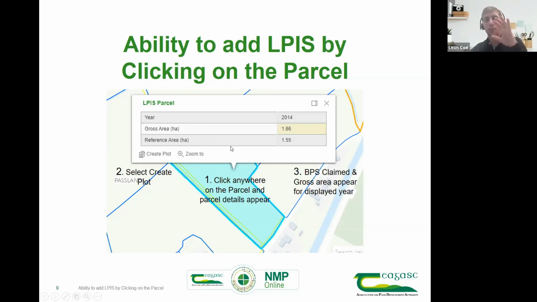You'll see as well, the LPIS information takes into account any exclusions in the field. So you can see this field here has a yellow exclusion going through it, a roadway or whatever. So that has been taken into account here. So the gross area, what's totally in the field, is 1.66, whereas the reference area is 1.55. So the farmer, or the advisor, whoever, has taken into account the exclusion that's there in that field. Okay, so that's the new way of adding a plot, and it's a little bit quicker as well than the other way we had before.